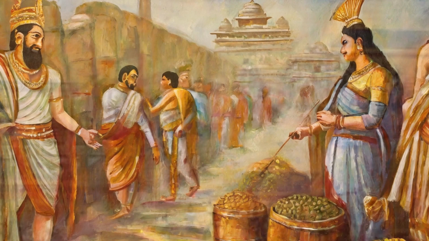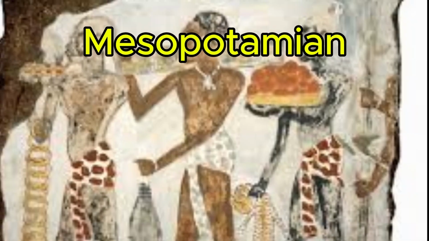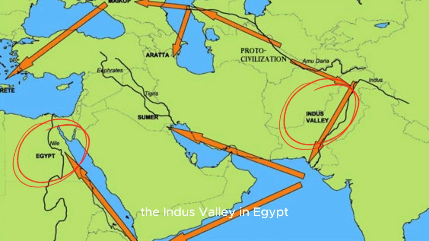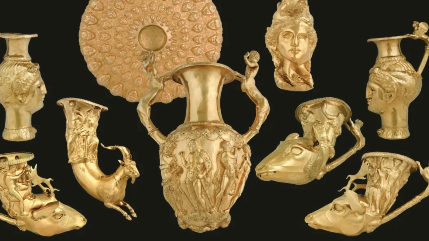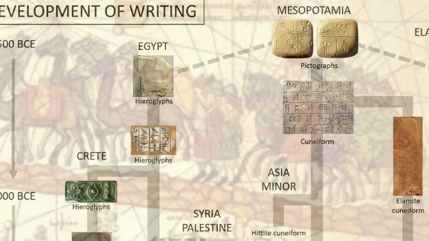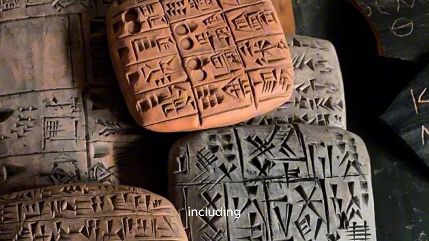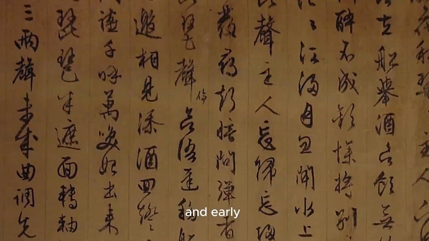Trade began to link these civilizations together, spreading goods, ideas, and technologies. Mesopotamian traders traveled as far as the Indus Valley and Egypt, exchanging items like textiles, metal goods, and luxury items. Writing systems developed independently in these regions, including cuneiform in Mesopotamia, hieroglyphs in Egypt, and early Chinese characters.